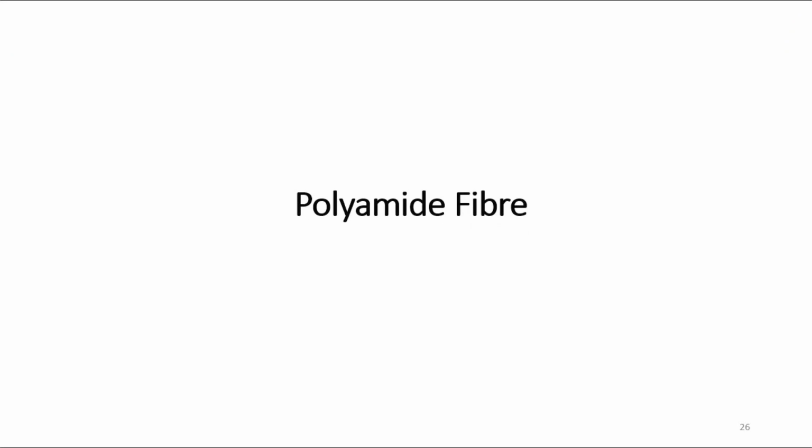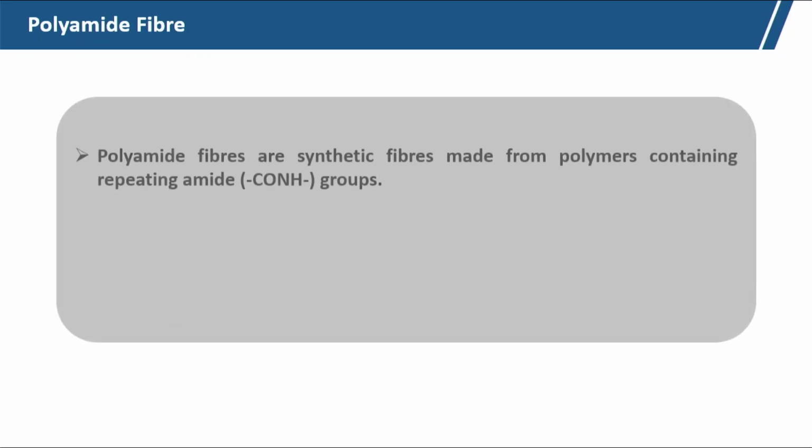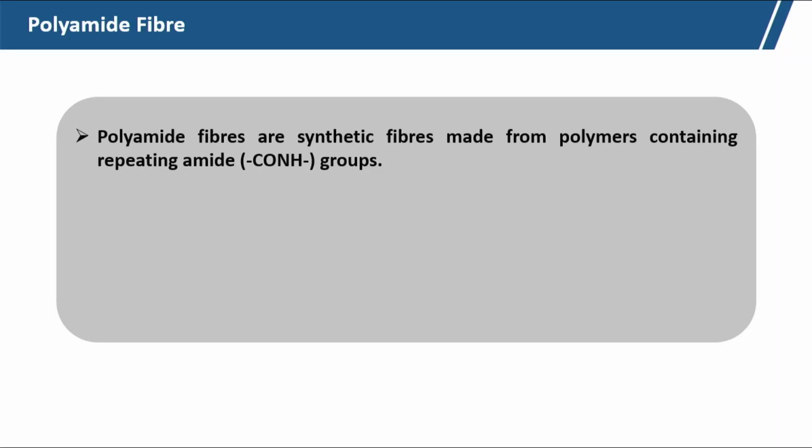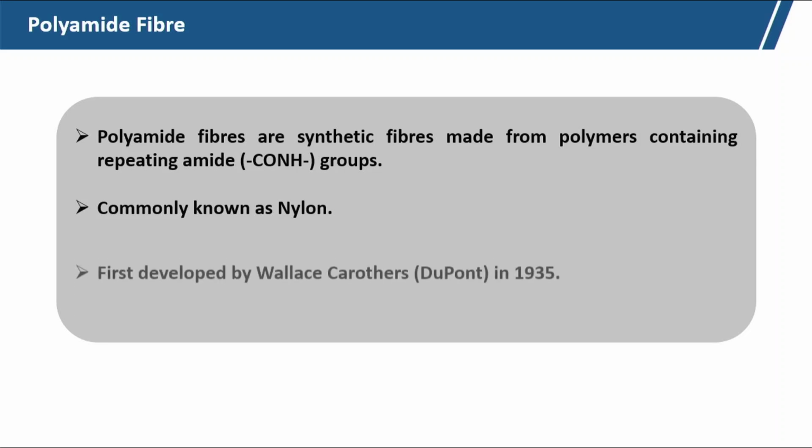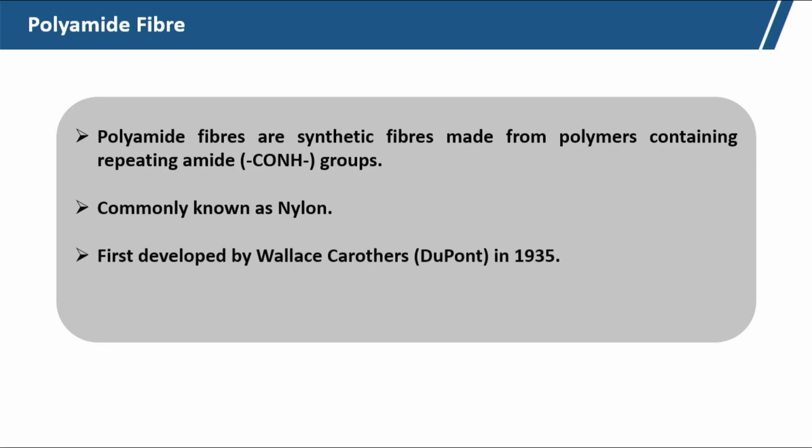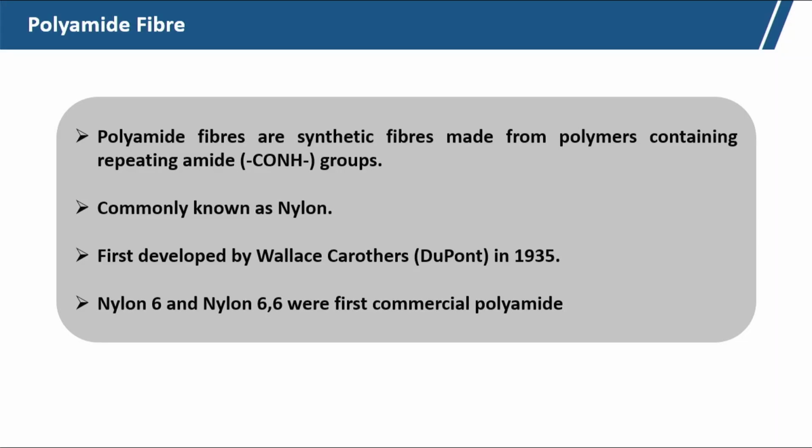Next fiber is polyamide. Polyamide fibers are synthetic fibers made from polymers containing repeated amide groups, CONH groups, commonly known as nylon. So, nylon 6 or nylon 66 was first developed by Carothers in 1935. Nylon 6 and 66 were the first commercial polyamide fibers.